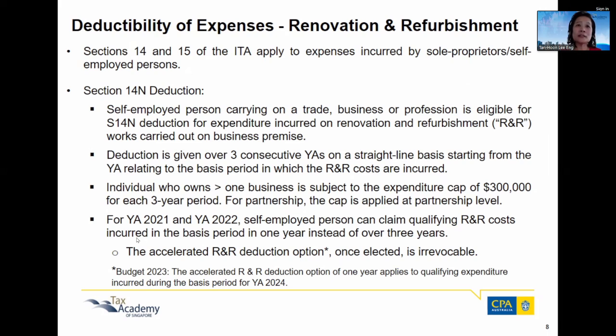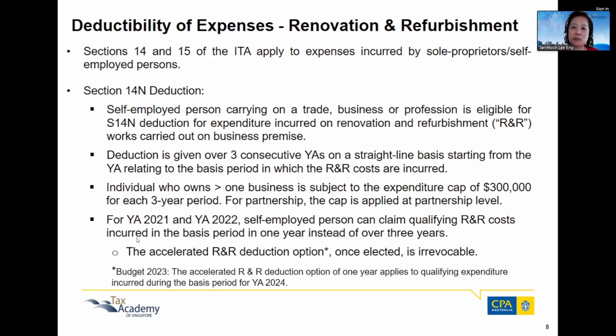Another thing to take note of is that for YA2021 and YA2022, we have this R&R cost that is accelerated. Instead of 3 years, you can claim it in 1 year. And this is only for YA2021 and YA2022. It comes back again in YA2024. So YA2023 doesn't have it. YA2023 is only 3 years.